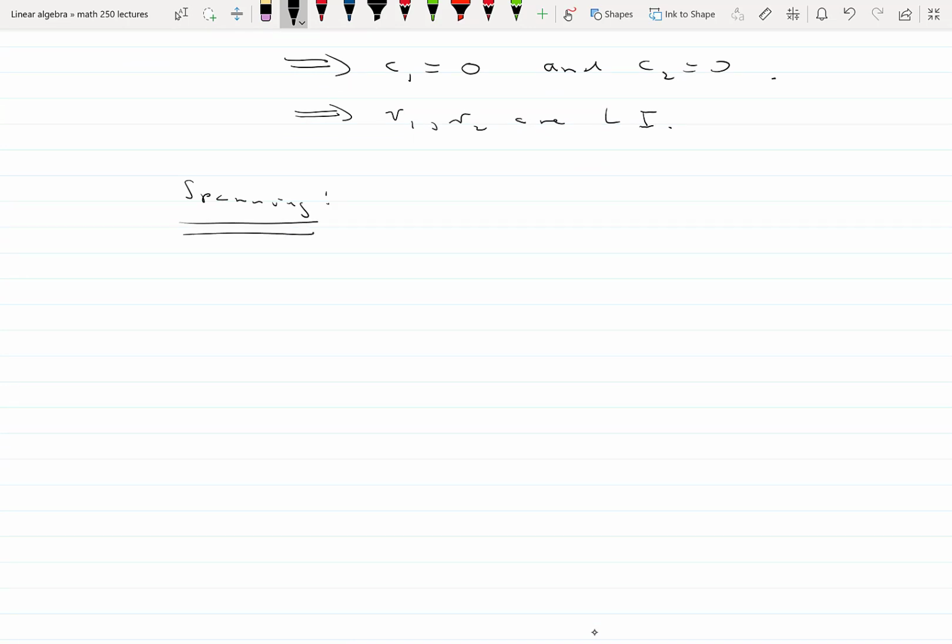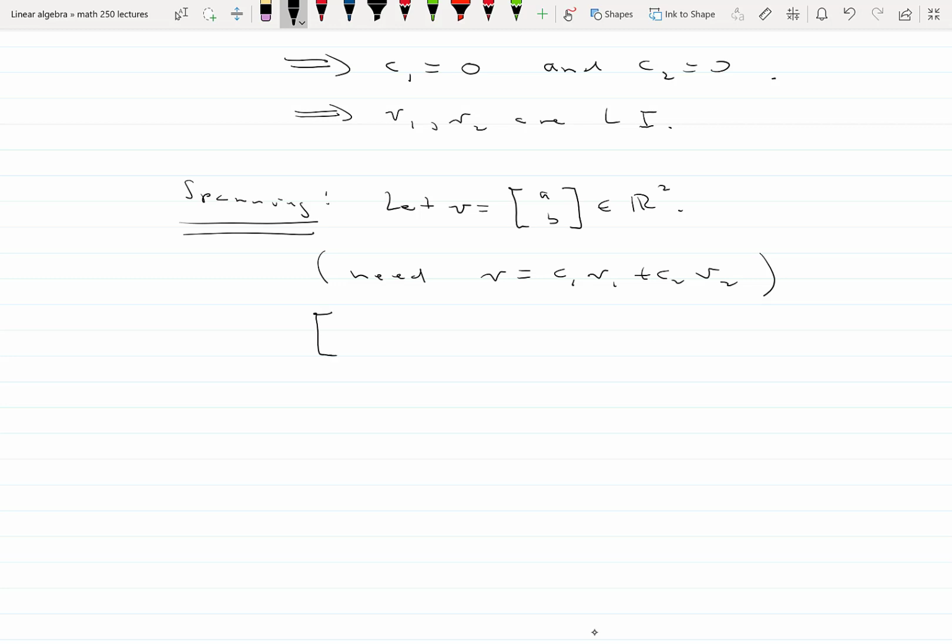We want to determine whether every element of R2 can be written as a linear combination of these two vectors. So pick something out of R2. Let V equal (a, b) be an element of R2. I'm not specifying which one, just an arbitrary element. I need V equal to C1 V1 plus C2 V2. It would be nice if that happened.